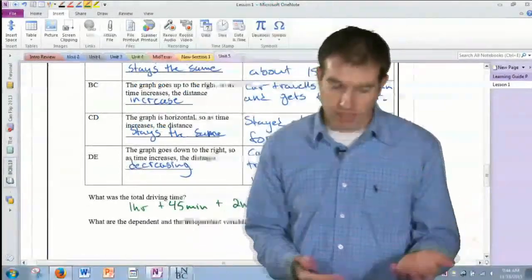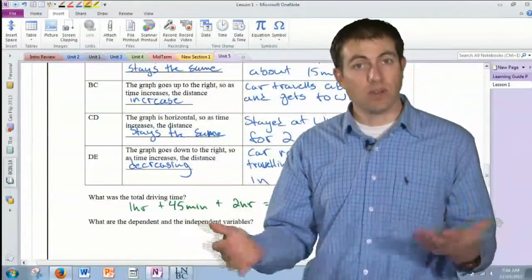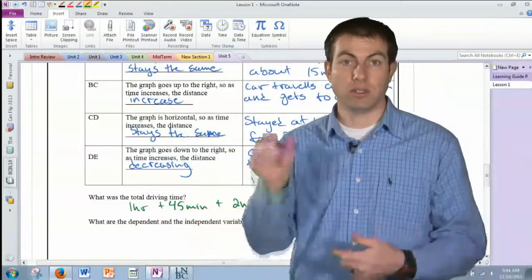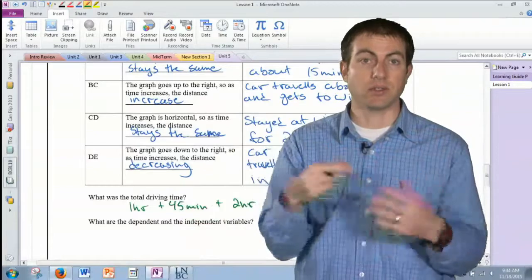So that kind of hopefully makes sense. The trip took 6 hours, so if the question was how long did their trip take? 6 hours. How long did they stop for? Well, there was a 2-hour break and then the 15-minute break, so 2:15.